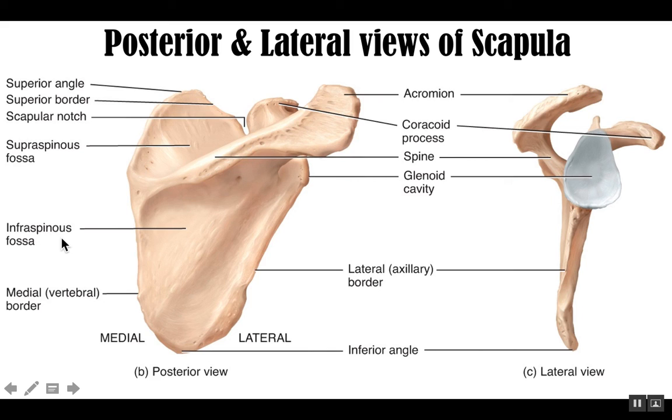These are all very important in that there are muscles located in these areas that help stabilize your shoulder joint. You may have heard of the rotator cuff muscles. We're going to learn those 4 rotator cuff muscles, and they're named very similar to these fossa. Spine, supraspinous, infraspinous fossa, and you can see a much better view here of the glenoid cavity.